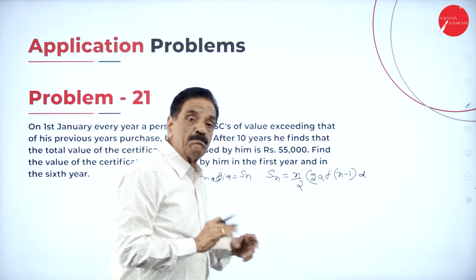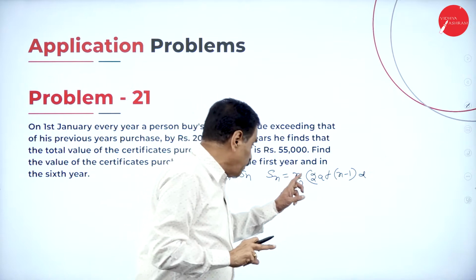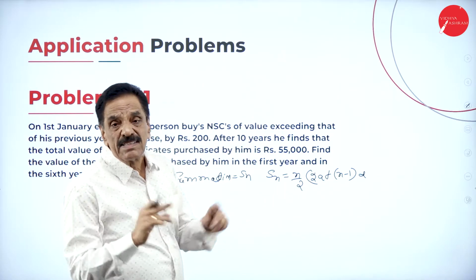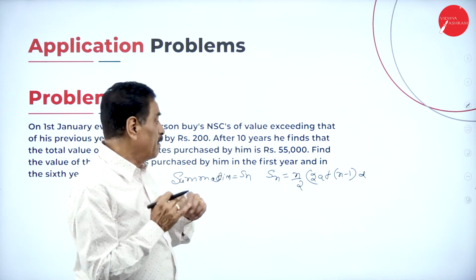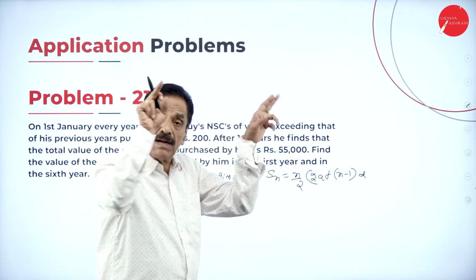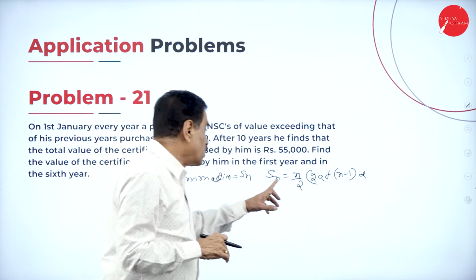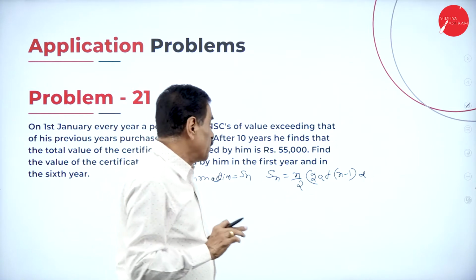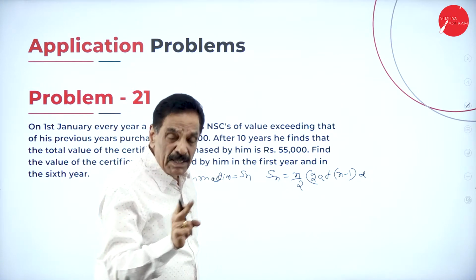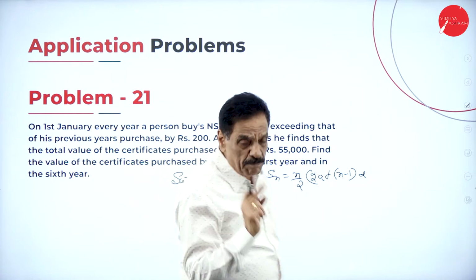n is equal to the number of terms. A is called the first term. D is called the common difference. I will repeat. What is Sn? Summation of the numbers. n is equal to the number of terms, a is equal to the first term, d is equal to the common difference.